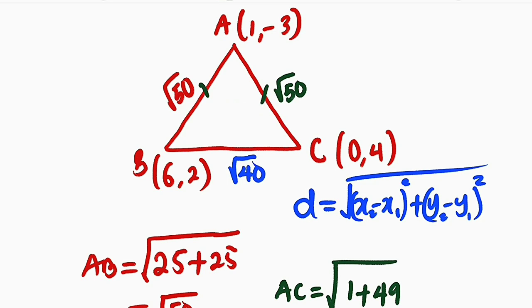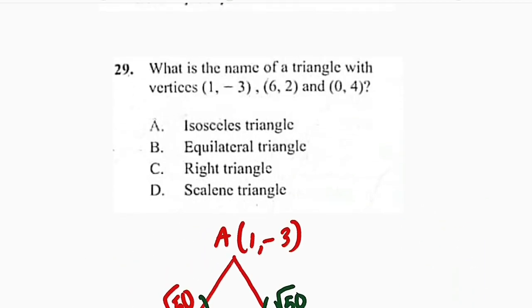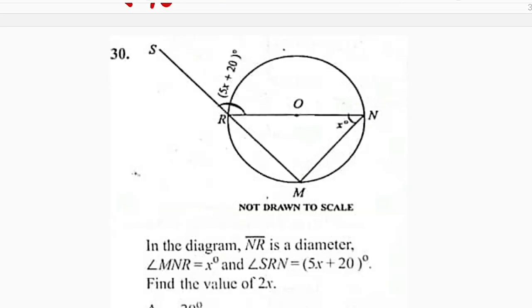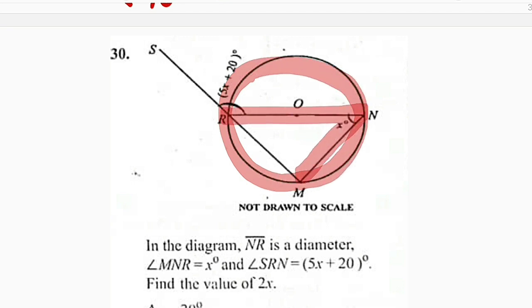And once you have opposite side lengths equal, it means that triangle is an isosceles triangle, which is Option A. Now let us move on to the last question for today, which is question number 30. All right, here is question number 30. We are given a diagram here, which you can clearly see that we have a circle here. We have an enclosed triangle that has an extension.